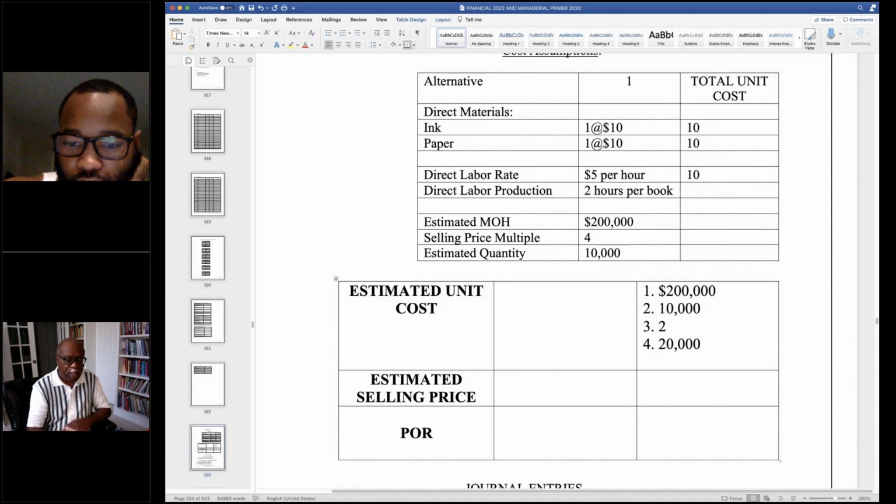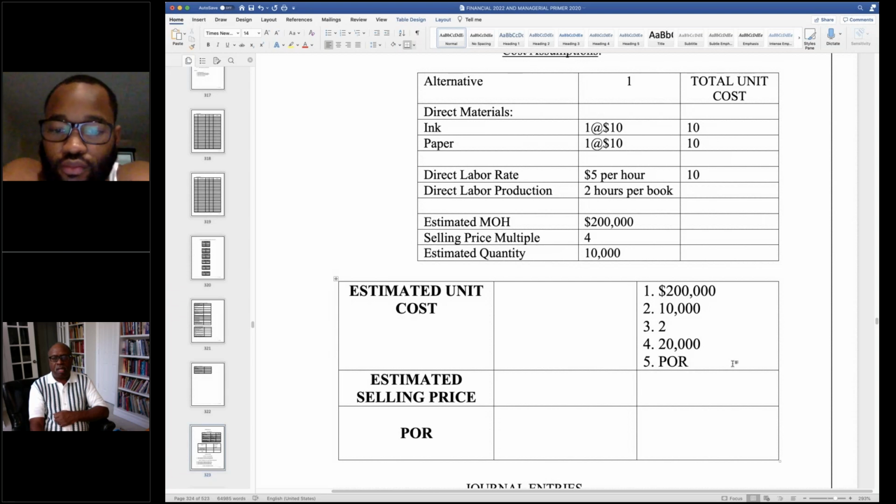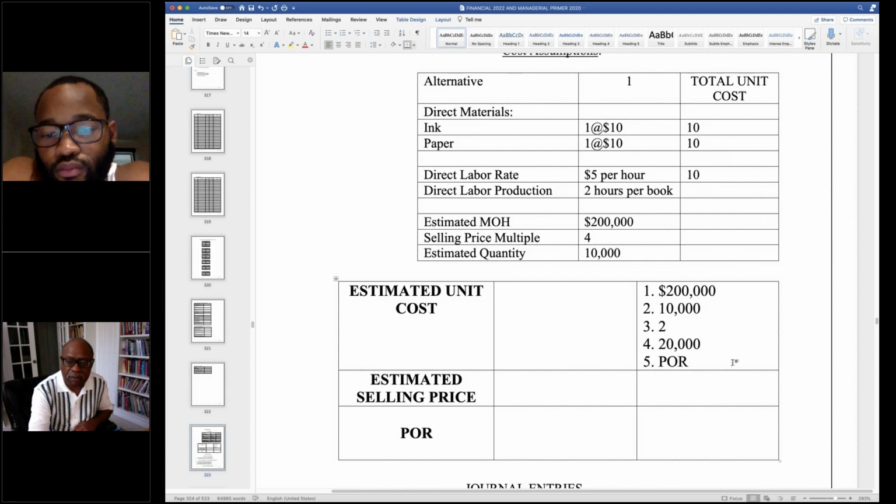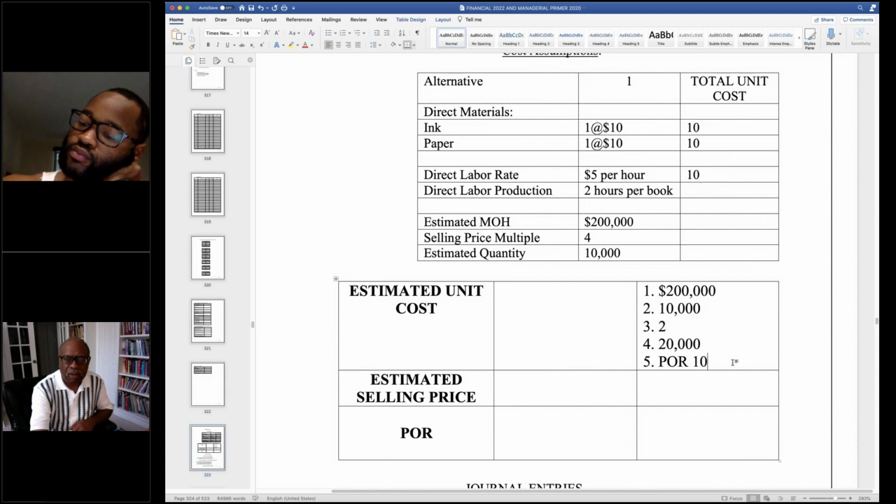So now to get the POR, what's the POR going to be? How do we get the POR? Divide lines 1 and 4. Say that again. Divide line 1 by line 4. And so we get the POR, which is what? 10. Okay, 20,000 in the net. So we get the POR to be 10. Okay.